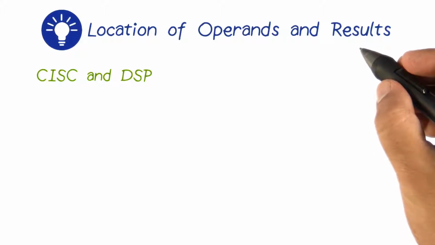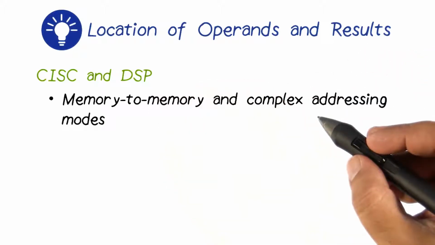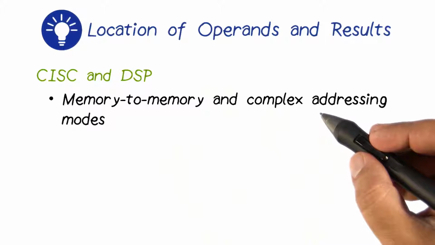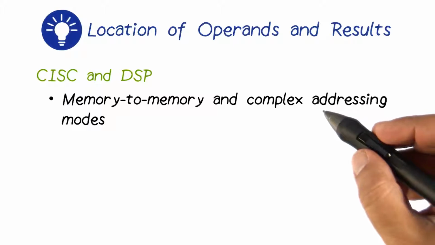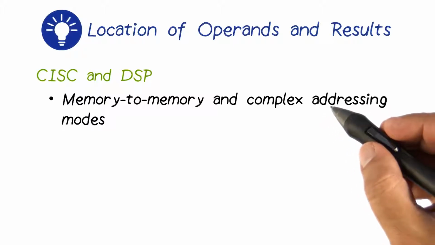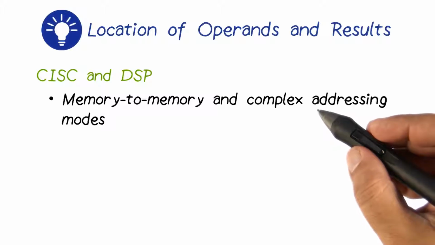All these things are really important, and so we'll talk about them first. Let's start with the CISC and DSP processors. One of the important characteristics of CISC and DSP processors is that all the operands reside in memory. So there are lots and lots of instructions which have to do with memory-to-memory operations. And in addition to those, there are complex addressing modes which allow you to fetch the data in a variety of ways from the memory and also store it.